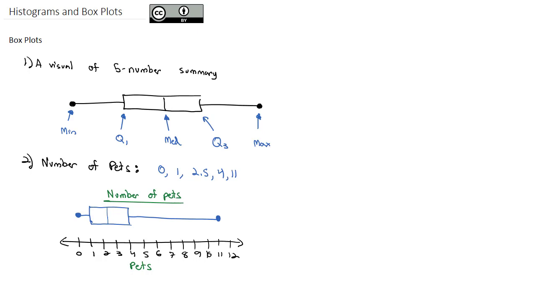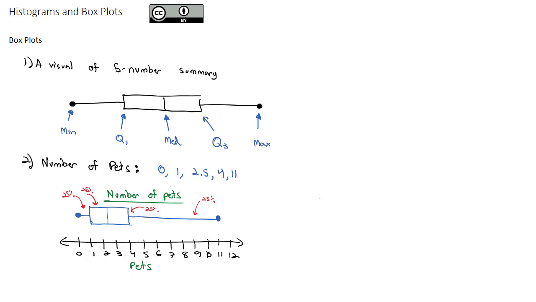Each part of this box plot has the same number of data values. Inside this first line is 25% of the data. Inside this first box is 25% of the data. Inside the second box is 25% of the data. And inside this long line is 25% of the data. And so that we can see, even though they're different sizes, they have the same number of data values in it. And that's going to give us an idea of how spread out the data is.